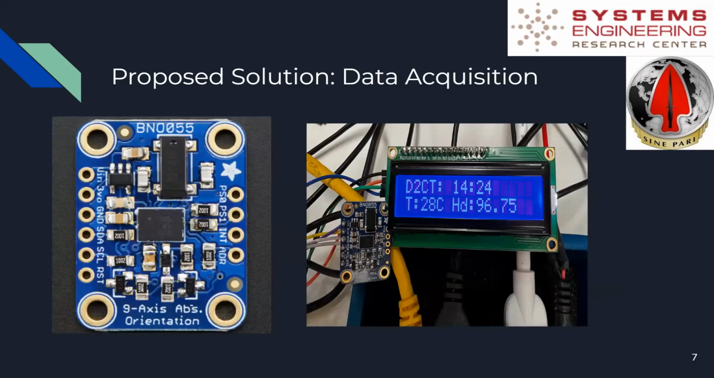For data acquisition, we wanted some positional data. And so we went with the BNO 055, which gives us 9 degrees of freedom. And you can see here it's displaying the temperature and our current heading.